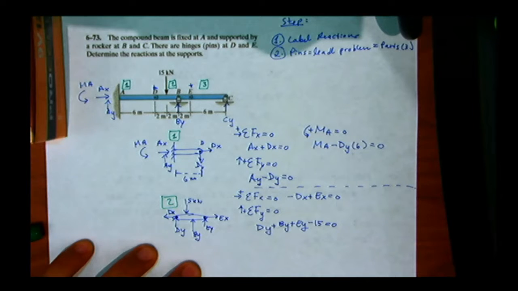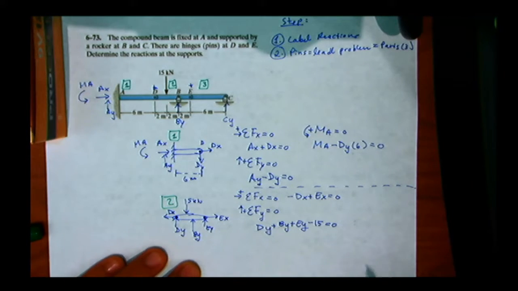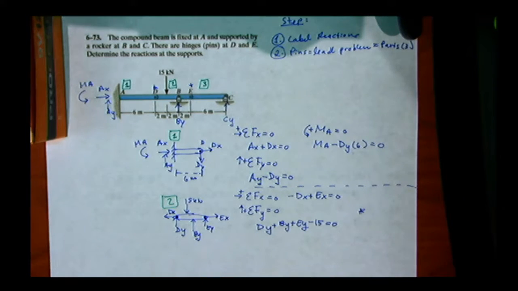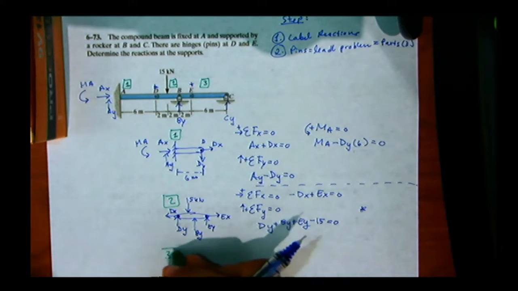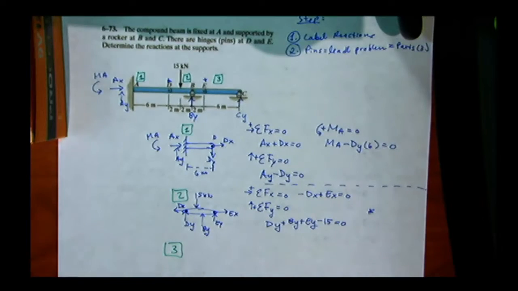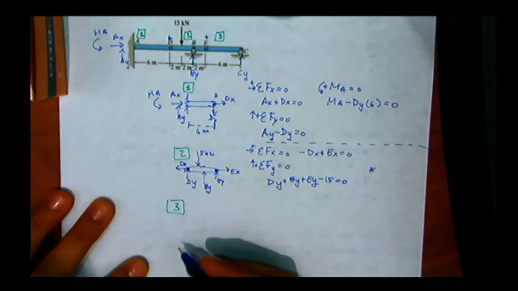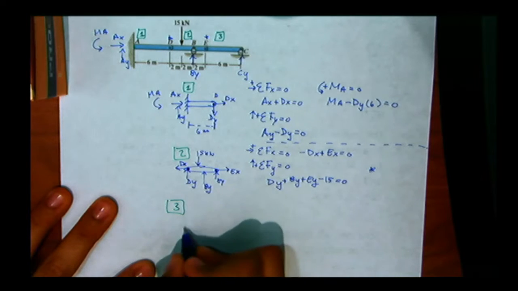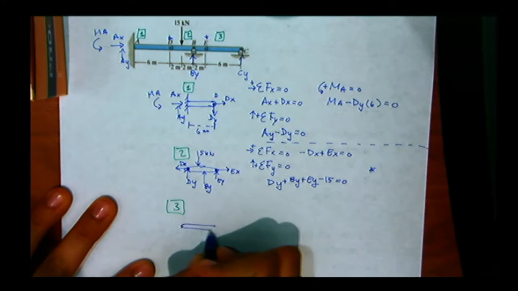So now section 3. Okay. So now you can have a good grasp of what's going on, right, guys? So section 3, CY, 6 meters. Here we could have.